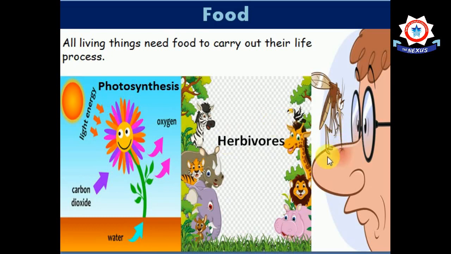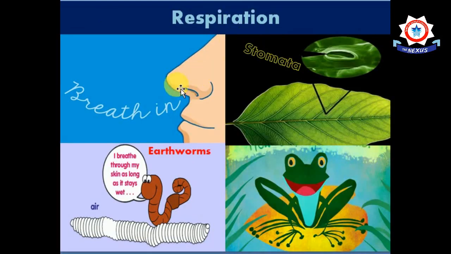Respiration. As a human being, you need oxygen. You breathe oxygen. Plants take in carbon dioxide. Plants breathe through tiny holes called stomata in the leaves. Animals such as earthworms and frogs breathe through their moist body surface when they are in water.